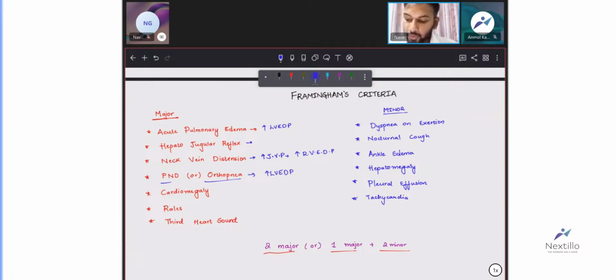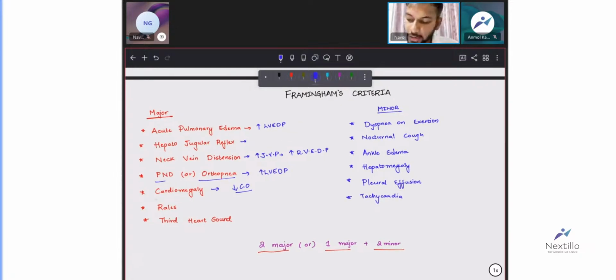Now, why do you get cardiomegaly? You get cardiomegaly because of forward symptoms. Forward symptoms meaning there is decreased cardiac output. So more blood is being retained in the left ventricle, increasing the volume of the left ventricle. So it is causing cardiomegaly. So it is a forward symptom or forward sign.